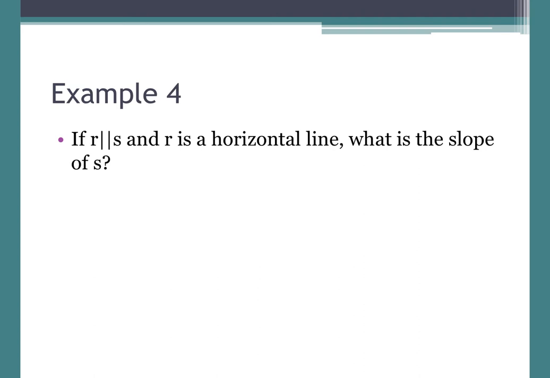All right. If R is parallel to S and R is a horizontal line, what's the slope of S? 0, right? If they're parallel, that means that S is also horizontal, and the slope of a line that is horizontal is 0. If R were perpendicular to S, it would have been undefined.